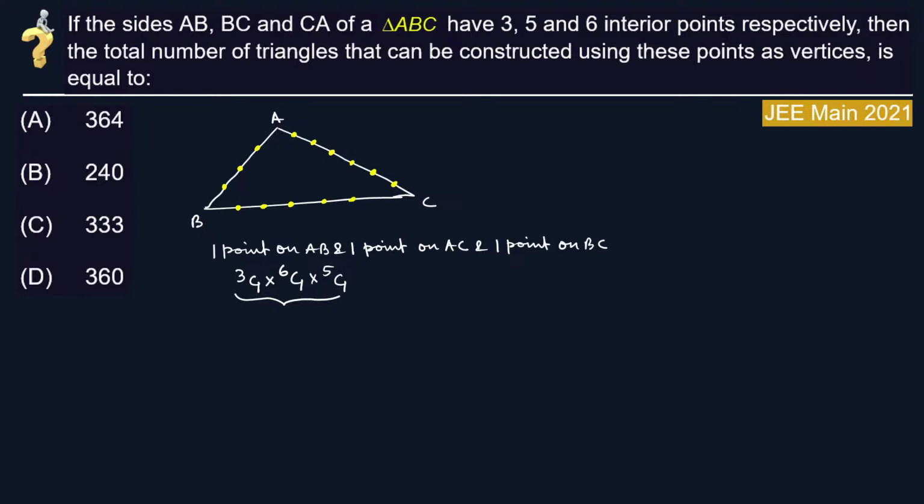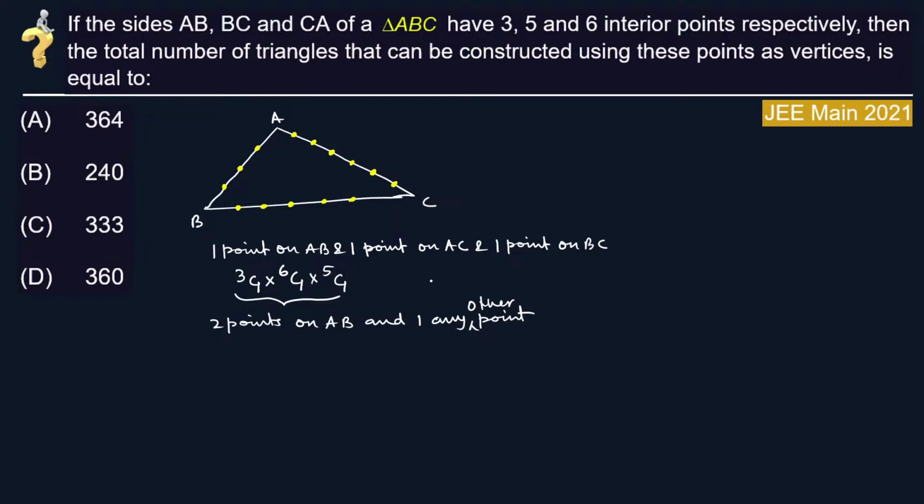Clear? Now, let us choose 2 points on AB and 1 point, any other point. Is it clear? What I'm doing? I am choosing 2 points from AB and choosing any 1 point from the points which are on AC or BC. Because if you choose any 1 point from these two, and if you choose 2 points on AB, you are going to form a triangle whose one side will be on AB.